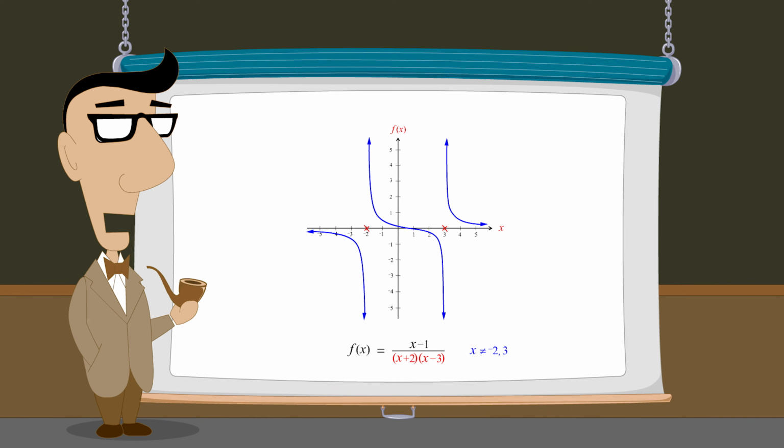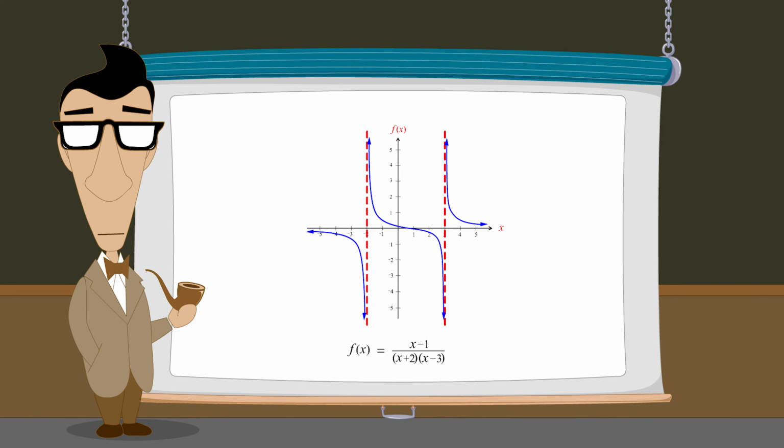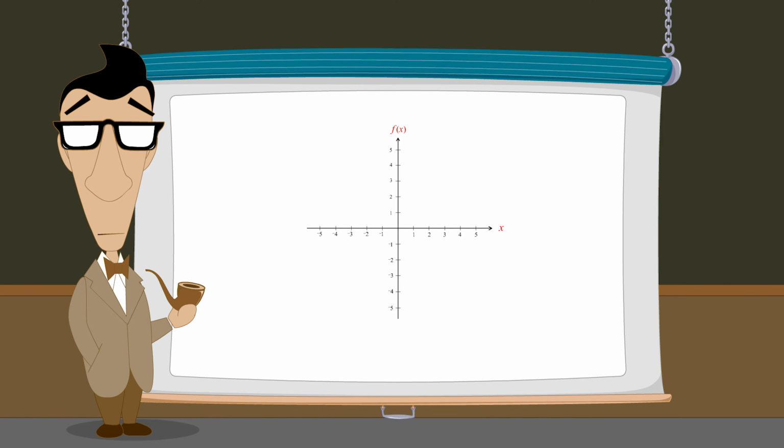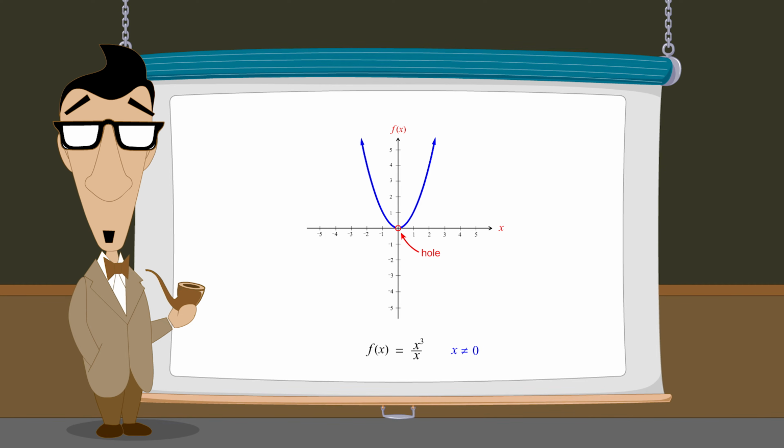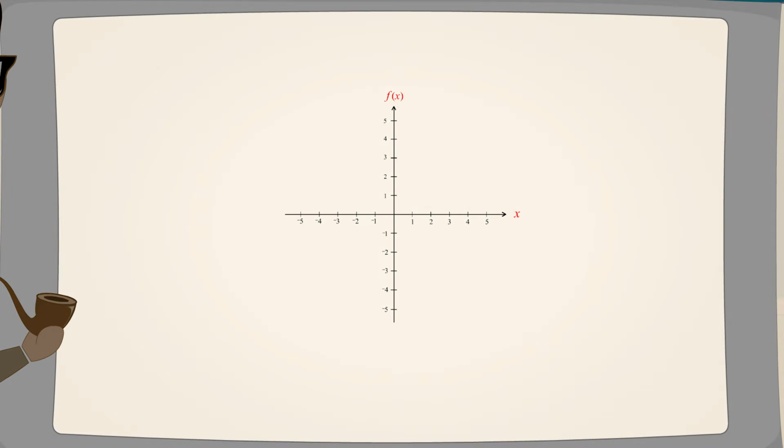In the examples we have seen, those missing points were the locations of vertical asymptotes. However, missing points don't always correspond to vertical asymptotes. In some cases, a missing point simply results in a hole in the function's graph. So let's see how this happens.